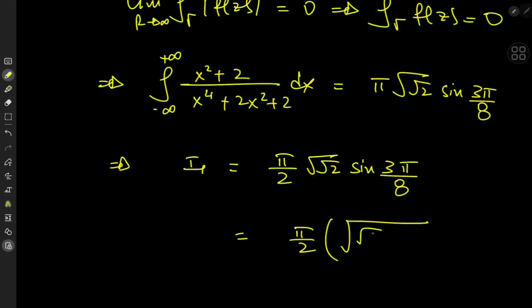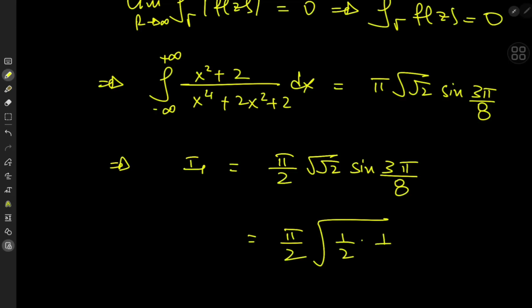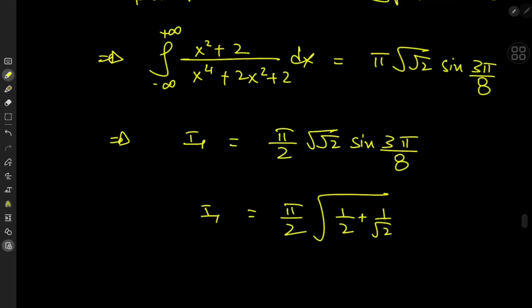root 2 plus 2 divided by, no, wait. I seem to have, no, it's fine. We have pi by 2 times the square root of 1/2 plus 1 plus 1 by root 2. Okay, cool. So that's I sub 1.